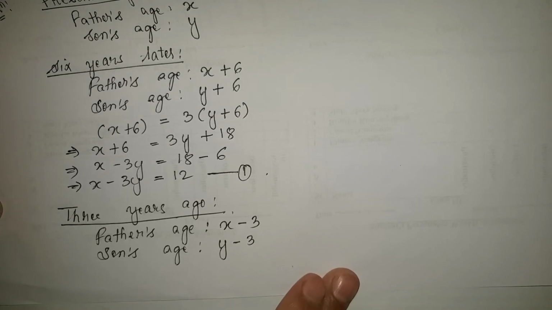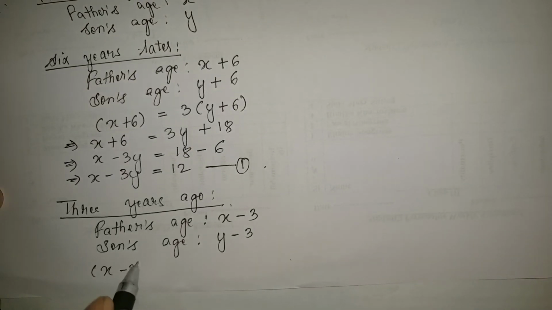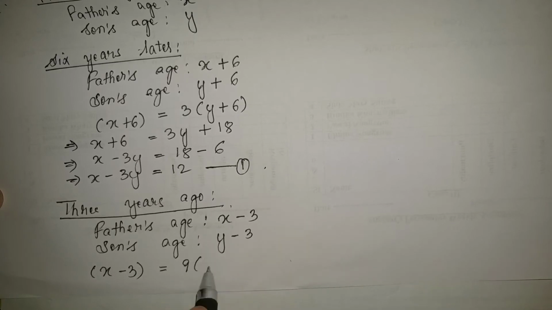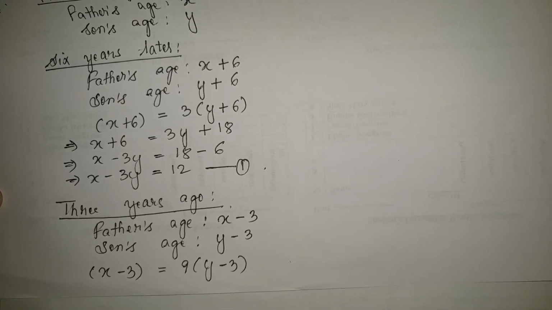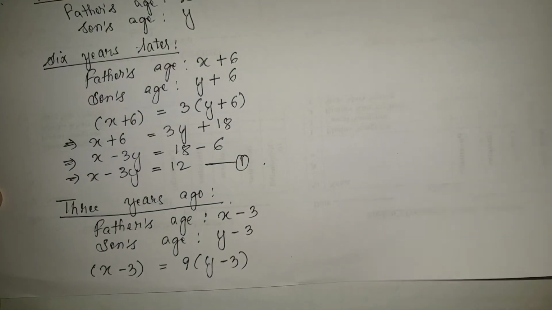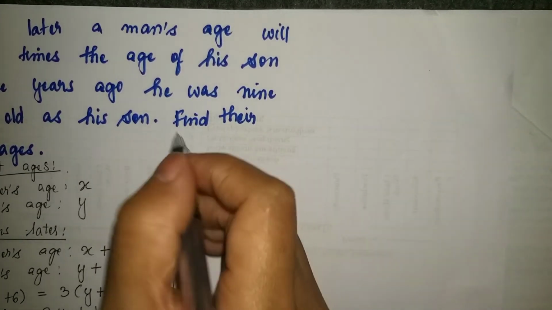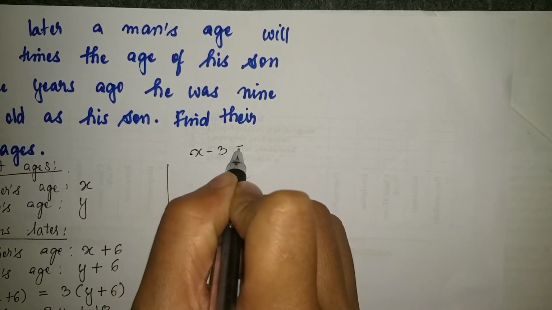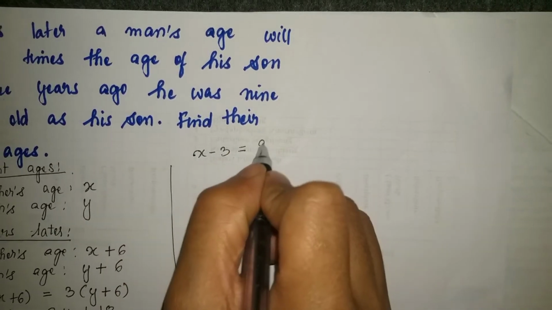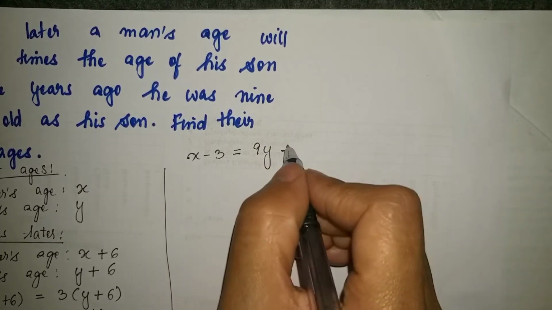And what do I have? 3 years ago, the father's age was 9 times as old as his son. It means x minus 3 is equal to 9 into y minus 3. Let me simplify and get the second equation. I'll have x minus 3 is equal to 9 into y minus 9 into 3, which is 27.